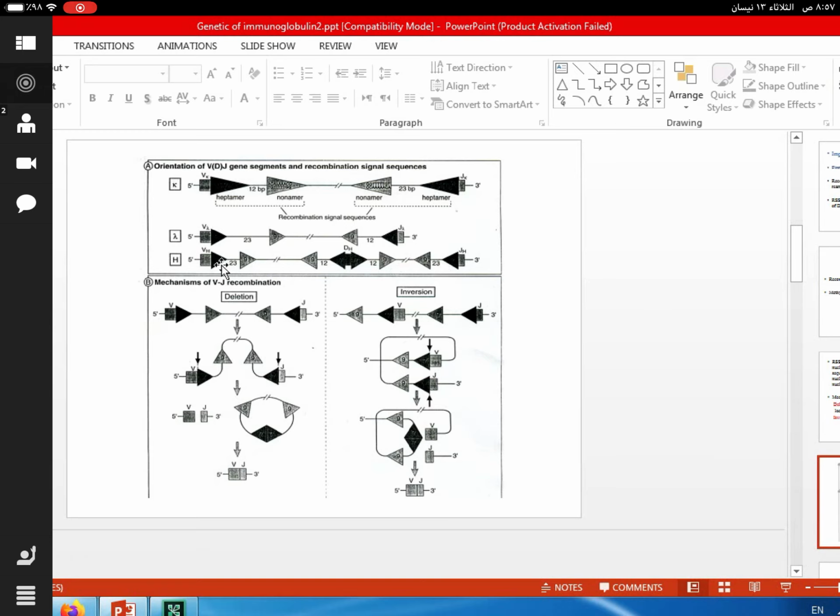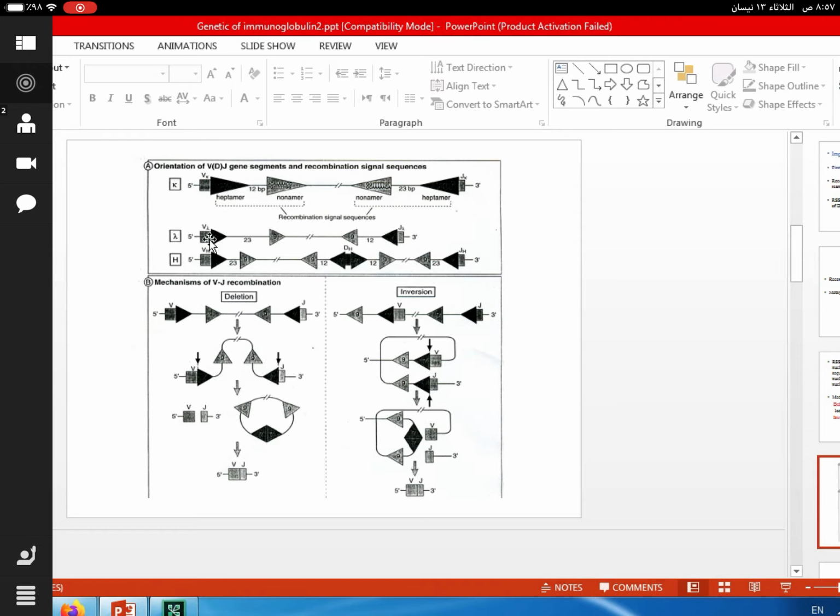You can see the RSS heptamer sequence, a spacer of 23 nucleotides, the nonamer, a spacer of 12 nucleotides, and heptamer, nonamer, and spacers of 23 and 12 nucleotides.